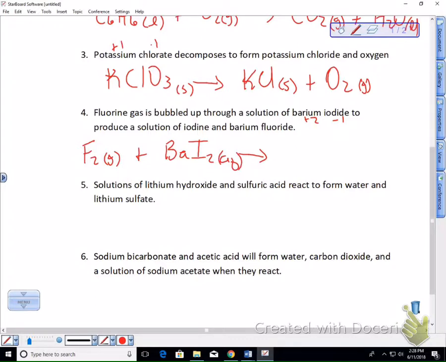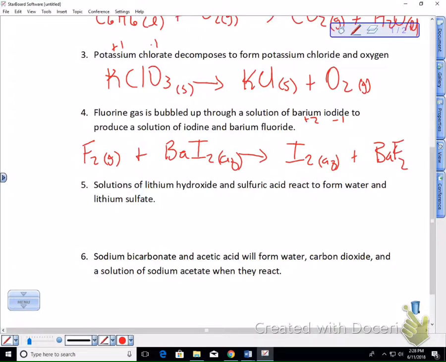It's going to produce a solution of iodine. Again, iodine is part of Brinkelhoff, so it's diatomic, and it's a solution. And then barium fluoride, BaF2, because I know fluorine is -1.